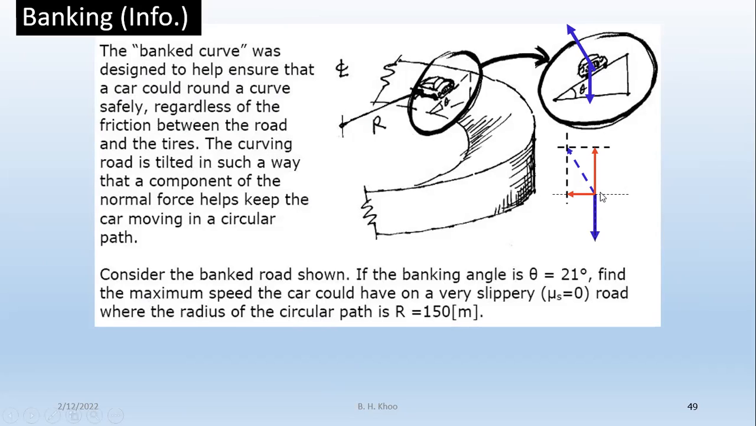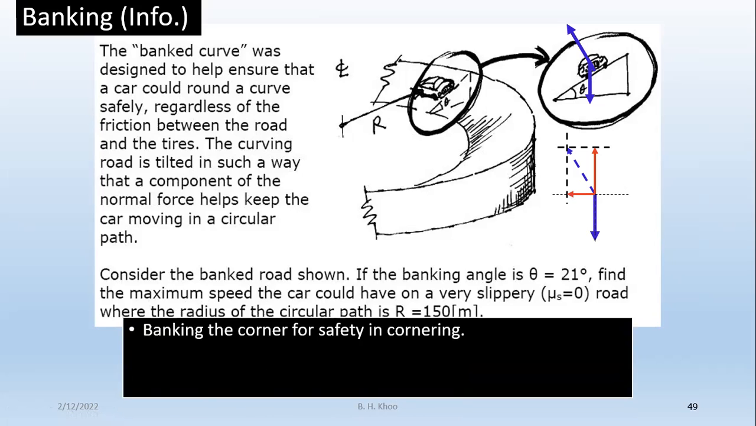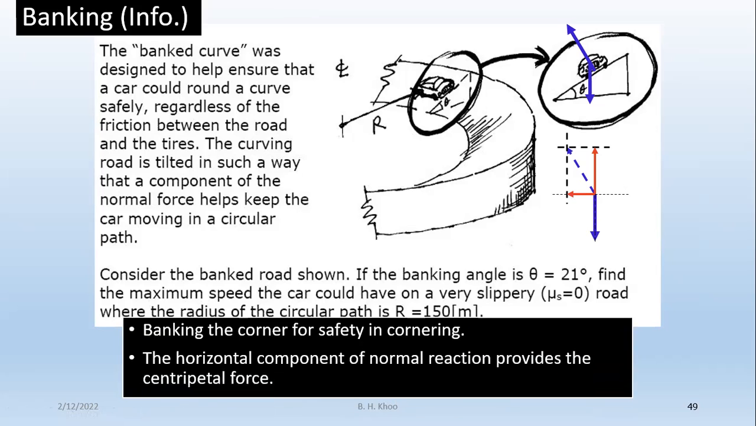That's your weight, and then there's a horizontal component. That horizontal component of the normal reaction provides the centripetal force. So our safety depends on this, not on friction. Of course, friction is still there. You cannot remove it, but usually in analysis you will just neglect friction. Banking the corner is for safety in cornering. The horizontal component of the normal reaction is the one that provides the centripetal force.